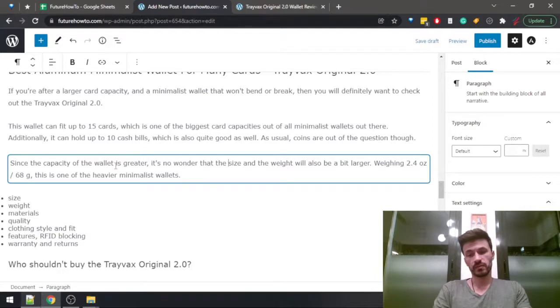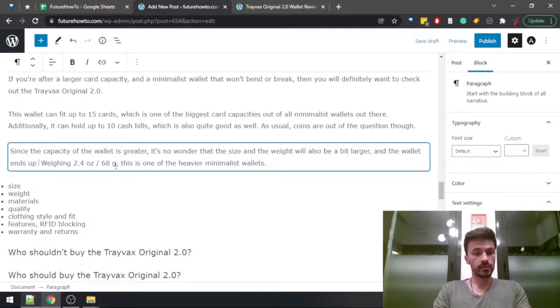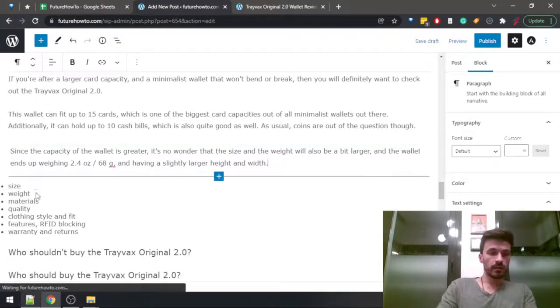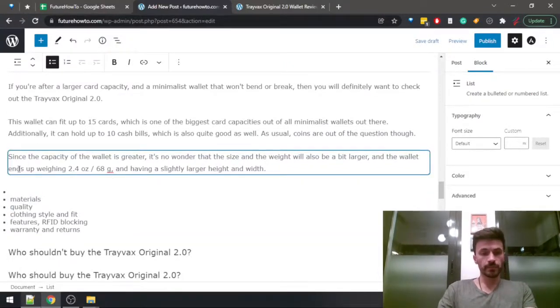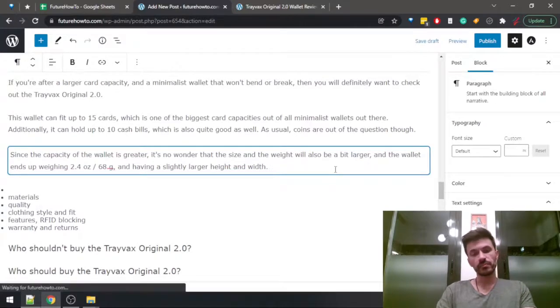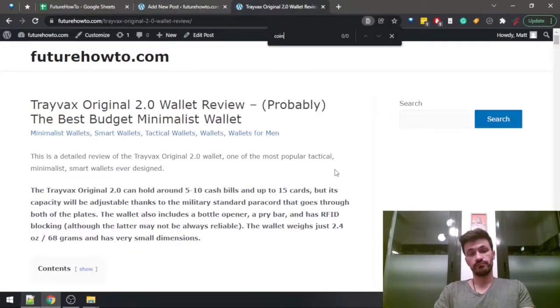And the wallet ends up weighing 2.4 and having a slightly larger height and width. That's enough here. There we go. Materials.